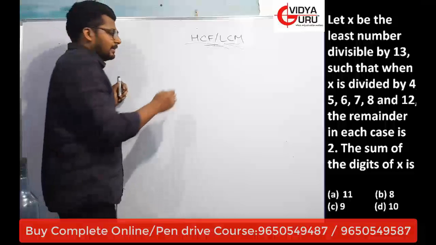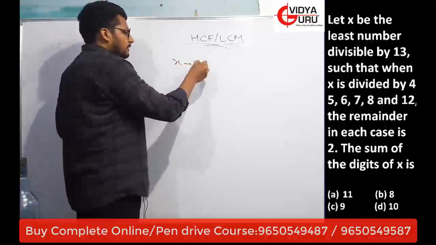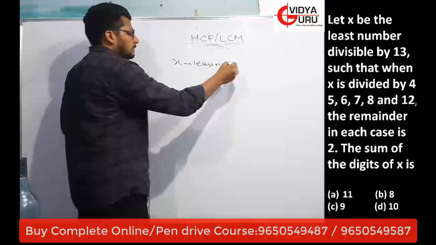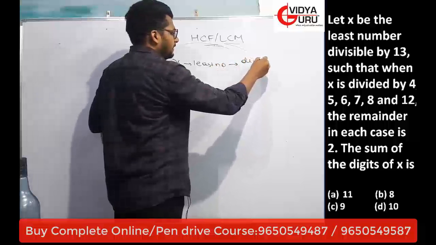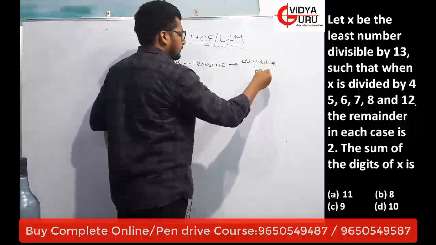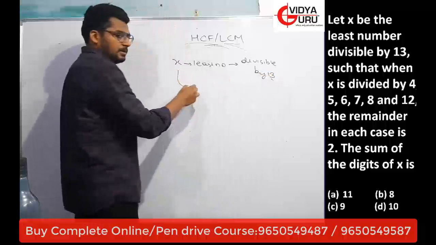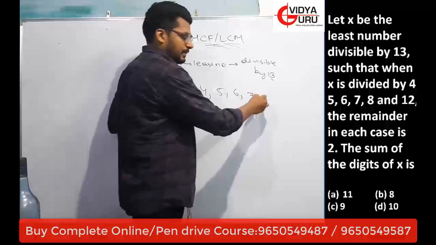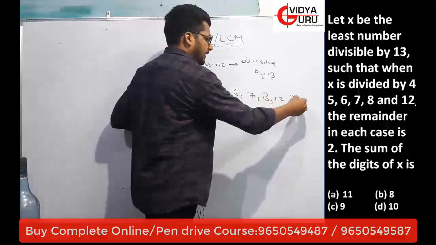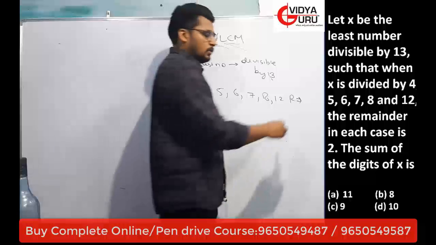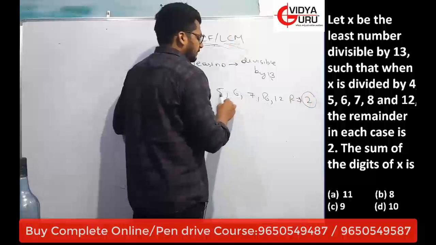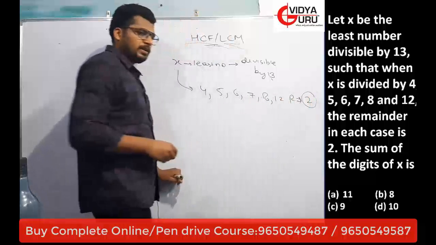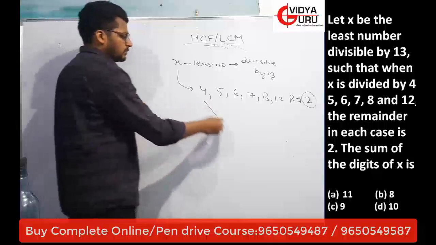The next question says x is the least number which is divisible by 13, but when this number is divided by 4, 5, 6, 7, 8 and 12, the remainder is 2 in each case. So how will we solve this question?